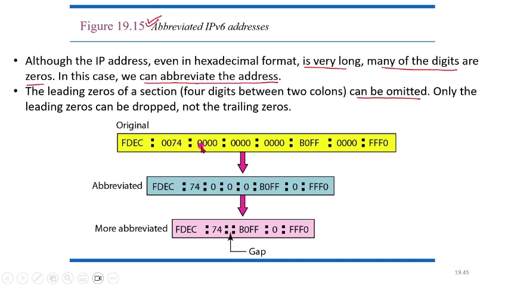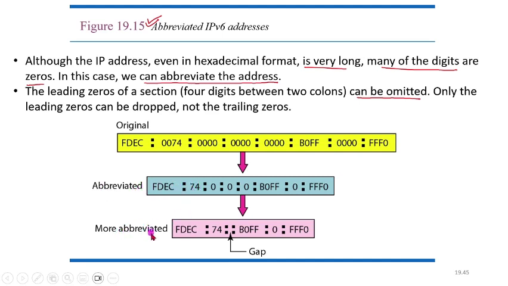If one section is complete zeros, it will be represented by a single 0. If there is a 0 in between in the hexadecimal number, it will be kept as it is. Here complete zeros are there, so it will be represented by a single 0. Here FFF, then this is a trailing 0. The trailing 0 will be put as it is. It will not be omitted. This is the first stage of abbreviation.